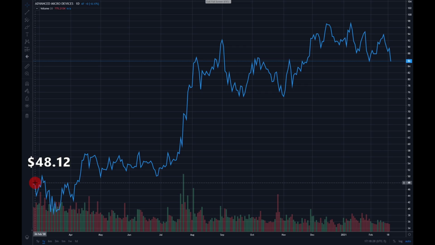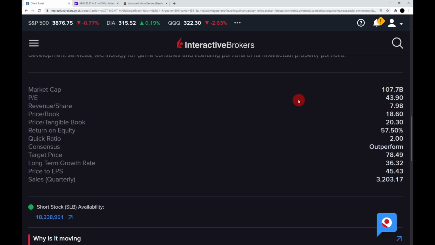1 year ago, the stock was at $48 a share, hit a 52-week low in the pandemic of $36 a share, and has rebounded very strongly, eventually hitting a 52-week high of $99 a share, but has been trading relatively flat with some pretty big fluctuations, and today is even down 4% with it currently at $85 a share. The market cap of AMD is $107.7 billion, and let's get on to my 7 steps.